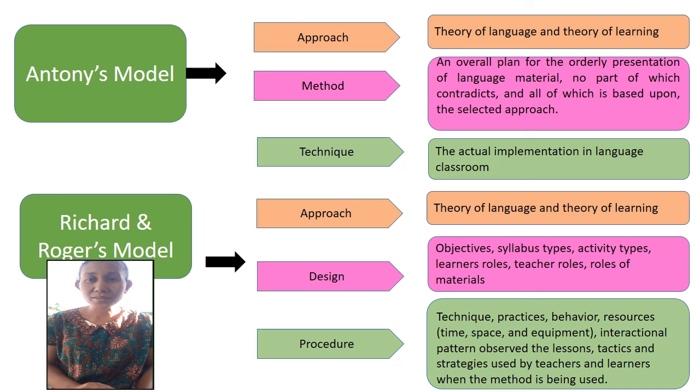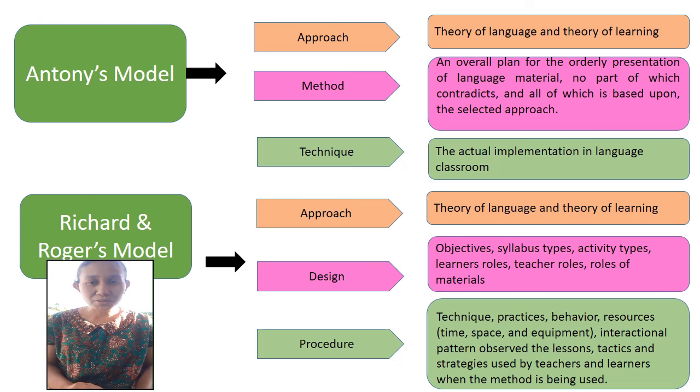Anthony's model consists of 3 main parts: approach, method, and technique. Approach describes theory of language and theory of learning. Method, an overall plan for orderly presentation of language materials. Technique, the actual implementation in the classroom.